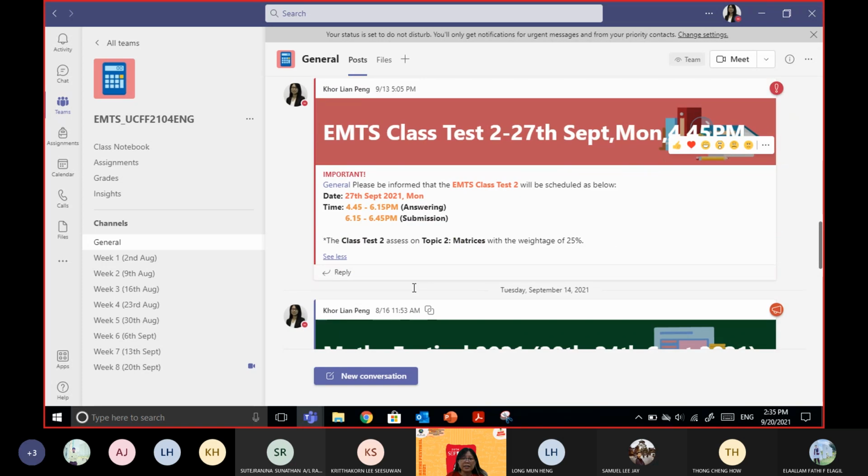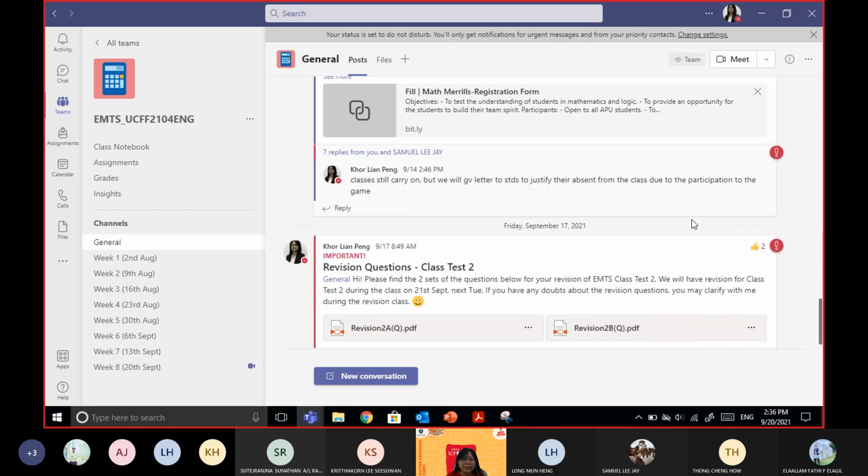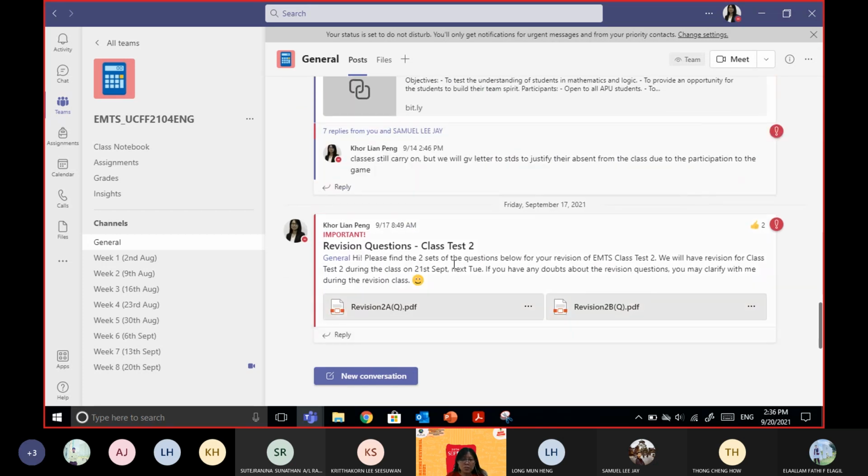The information is already put here. As usual, 1.5 hours for answering, then another half an hour for the submission. The weightage of the test is 25%, only assessed on the matrices. Then there is another post.